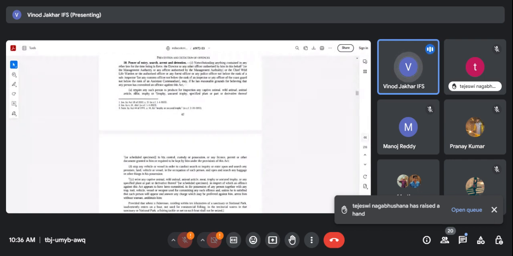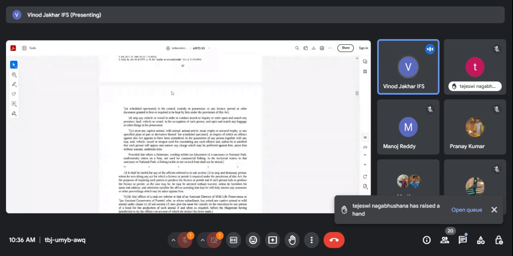So what are the powers? First is to require any such person to produce for inspection. So you can ask any person to produce before you for inspection any captive animal, animal article, whatever he is keeping in his house, antler horns or some tiger canine. Stop any vehicle. You can stop a vehicle in order to conduct a search or inquiry, or enter upon and search any premises, land, vehicle or vessel in the occupation of such person. If you have a suspicion, you can stop any vehicle.